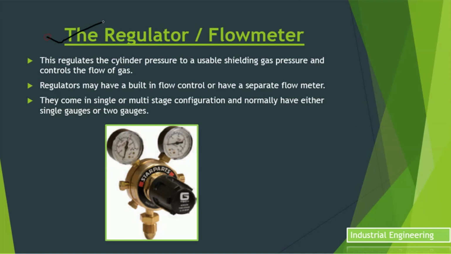Regulator and the flow meter. The regulator regulates the cylinder pressure to usable shielding gas pressure and controls the flow of gas. The regulator may have a built-in flow control and have a separate flow meter. They come in a single or multi-stage configuration, and normally they have either single gauge or two gauges.